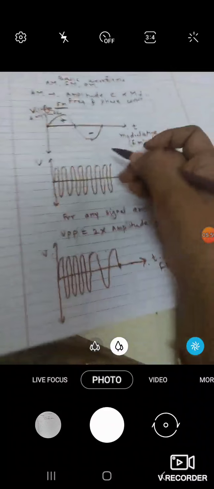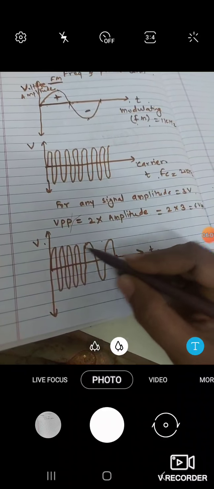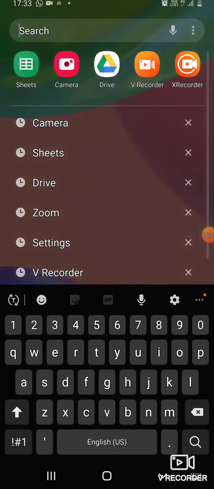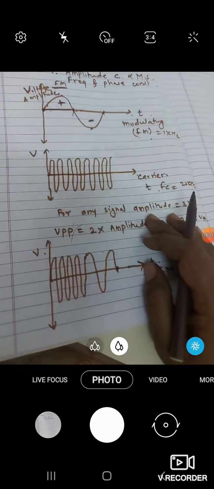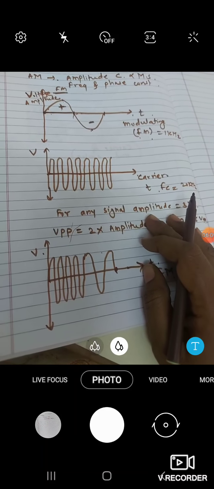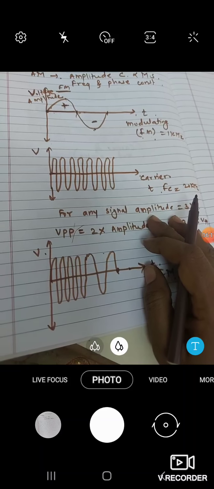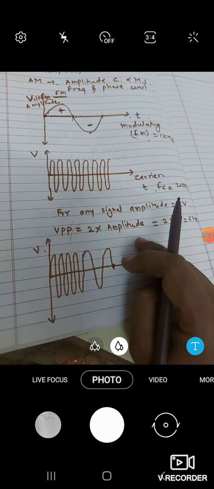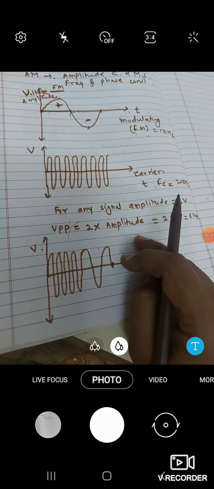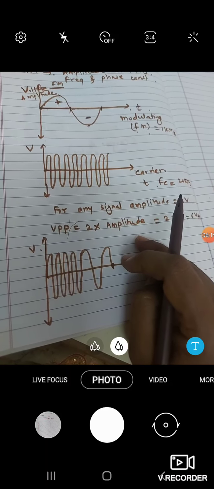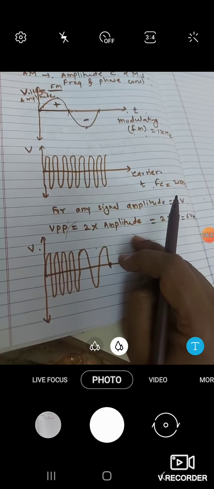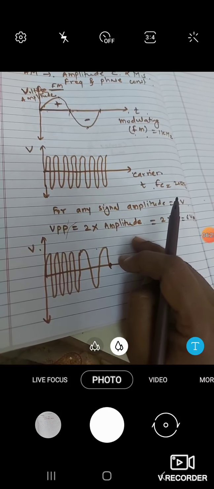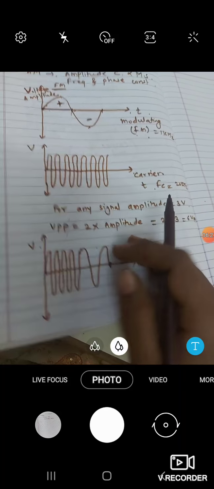Now if you see, whatever is the modulated signal, it has all the parameters the same as the carrier signal, except the parameter which we are going to change in the modulation. For example, if we consider amplitude modulation, only the amplitude of the carrier will change, all other parameters will remain the same. If we consider frequency modulation, the frequency of the carrier signal will change, all other parameters remain constant.